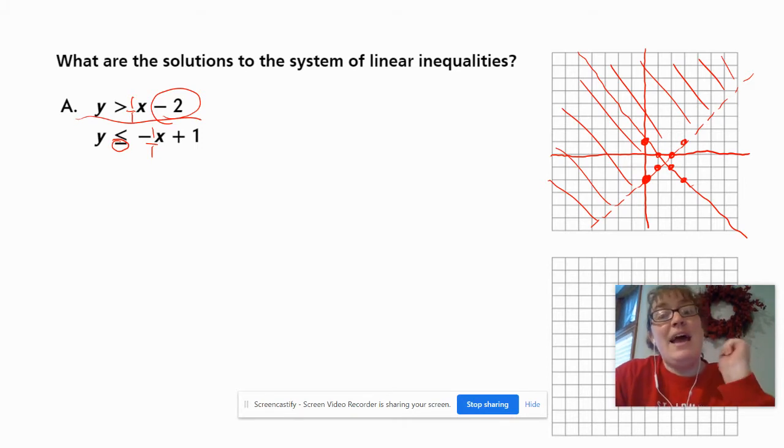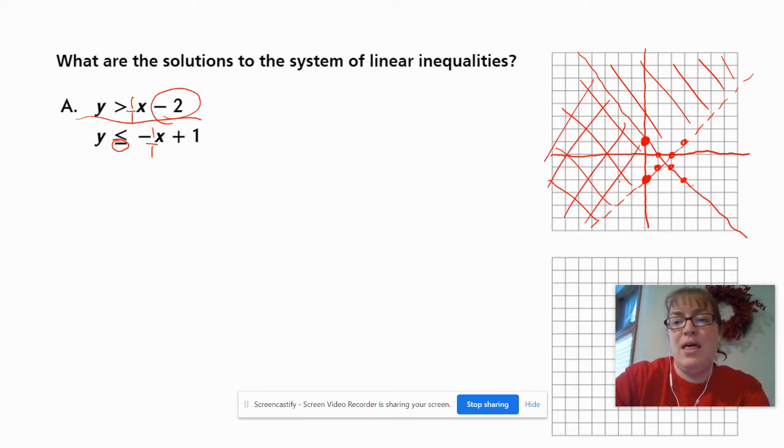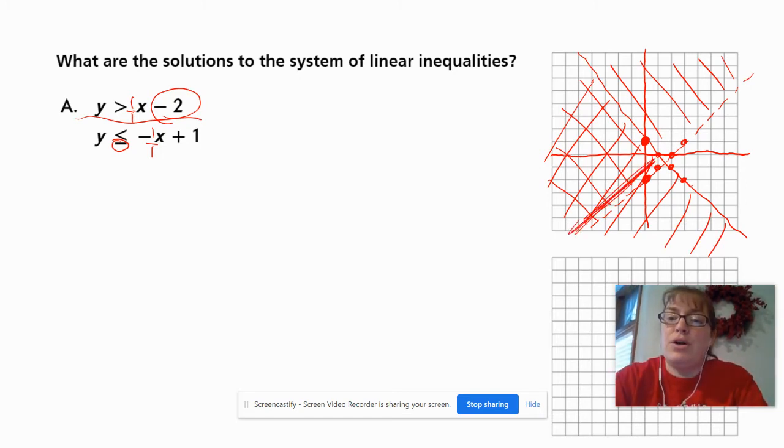And then finally, I have to determine the shading. And so again, I look where it says y's are less than or equal to positive 1. So I look at the 1 on the y-axis, and less than is down here on this side. So I'm shading this side of the line. So where do I find my solutions? My solutions occur right here where the shadings overlap.